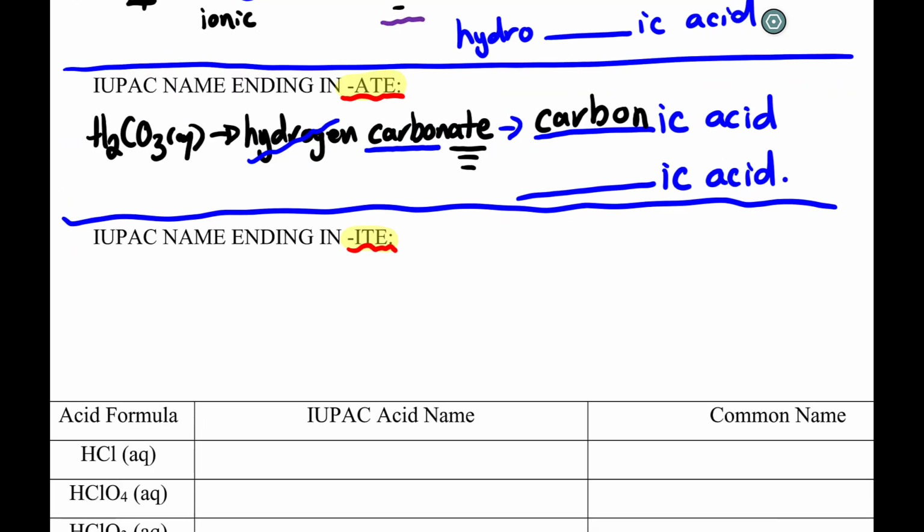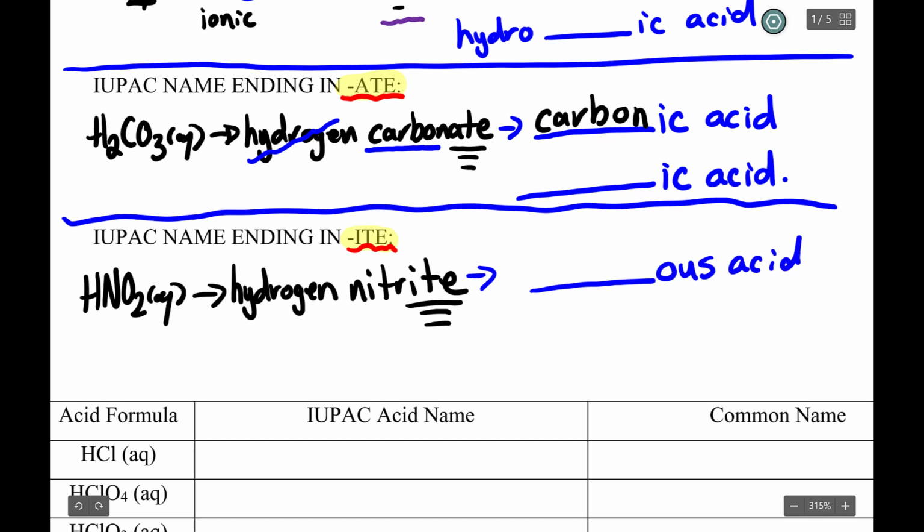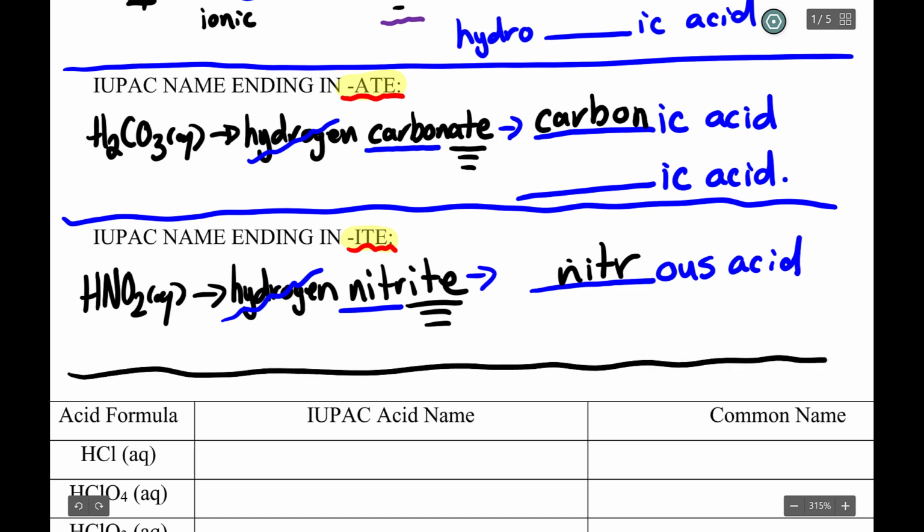Off to our last naming rule. If you end with an "ite", then your ending as an acid name becomes -ous acid. So for instance, if I had something like HNO2 aqueous, as an ionic name, it would be hydrogen nitrite, and it ends with that ITE ending. Anything that ends with "ite" becomes blank-ous acid. The hydrogen would also be gone. It's not hydro-something-ous acid. That's gone. This is simply going to be nitrous acid. And there's our three naming rules for acids.